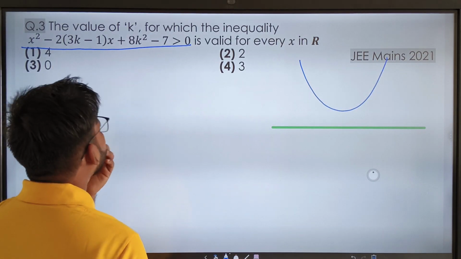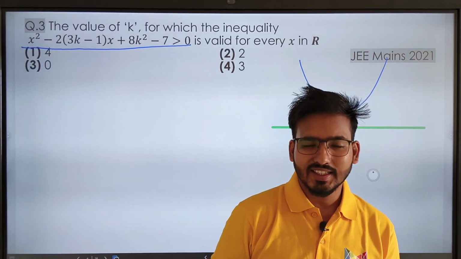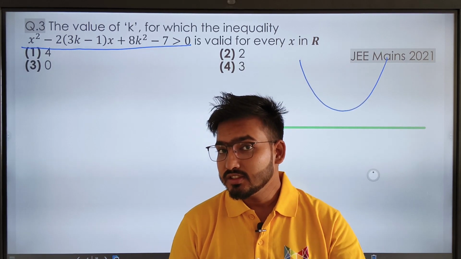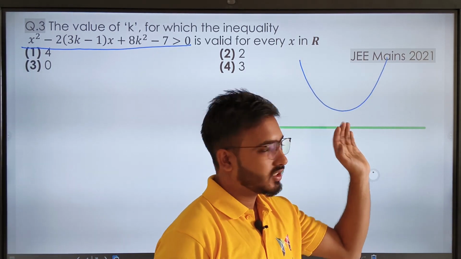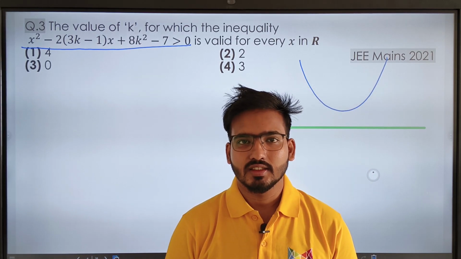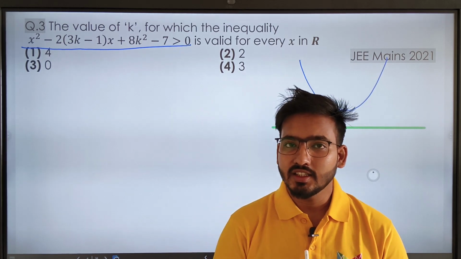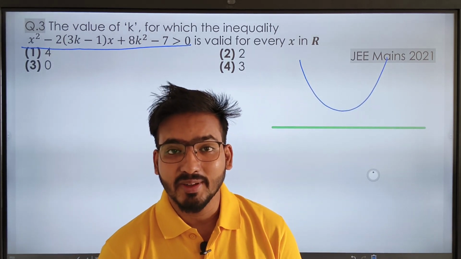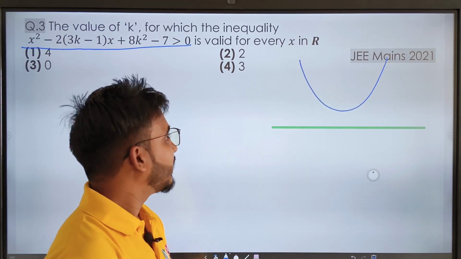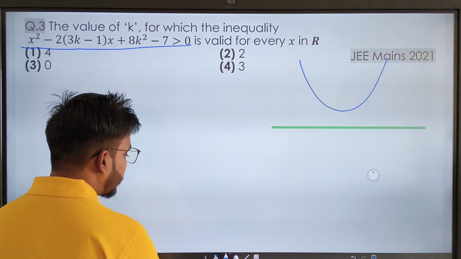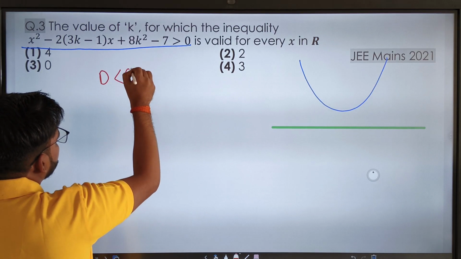Second thing, for it not to cross or touch the x-axis, it shouldn't have any real root, because if it had any real root, it would touch or cut the x-axis. So sir, it means that the roots are imaginary. Yes sir. And if roots are imaginary, then the discriminant D is going to be negative. So sir, can I write down a condition? D is going to be less than 0. Yes, that's what we are going to do.